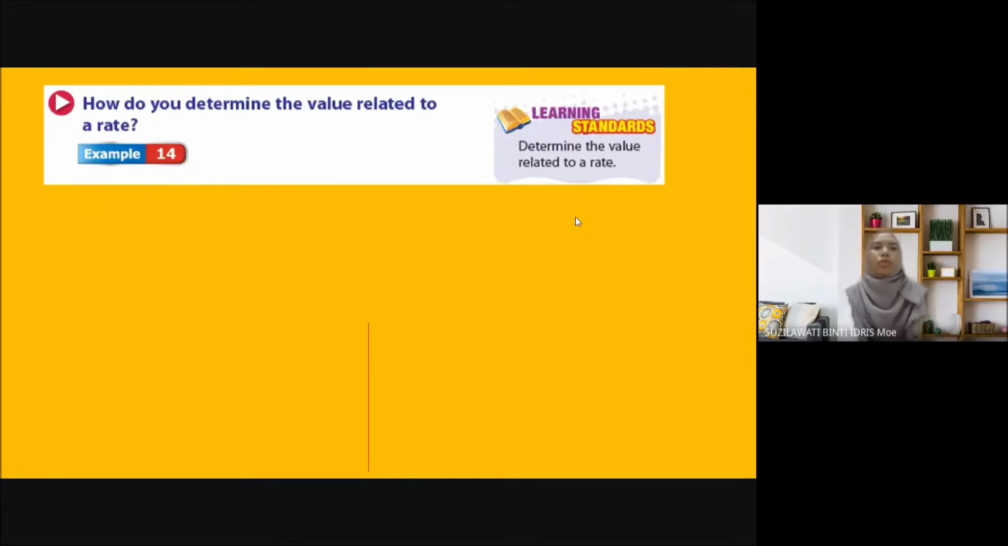Okay, today we are going to learn how to determine the value related to a rate. The learning standard that you are going to achieve is determine the value related to rate.